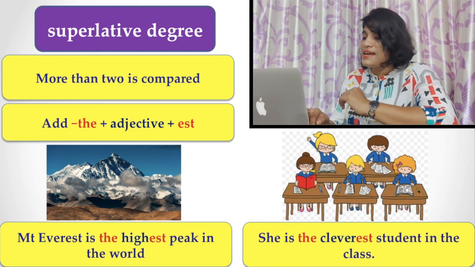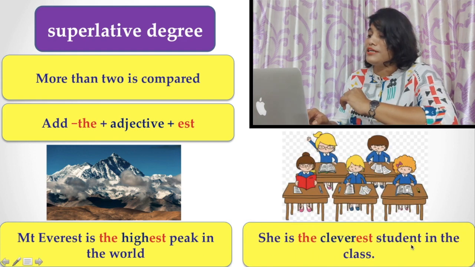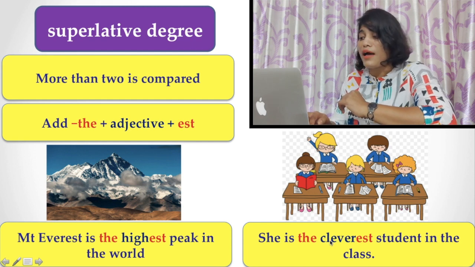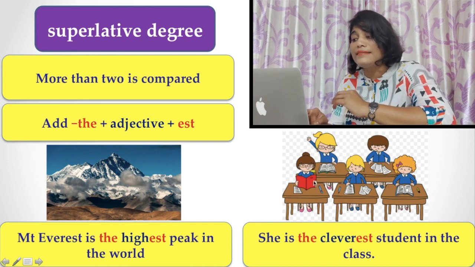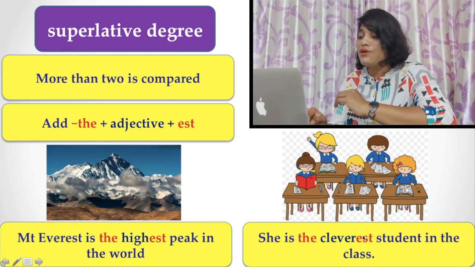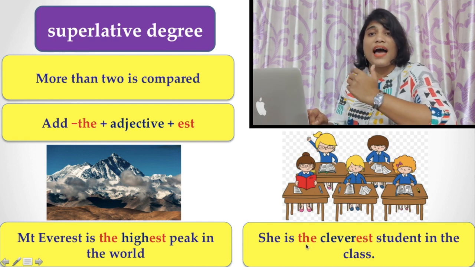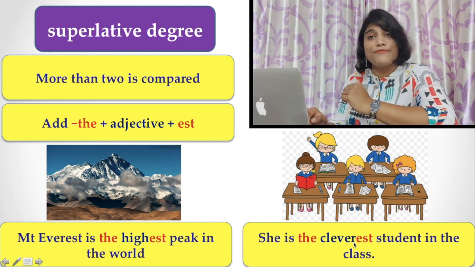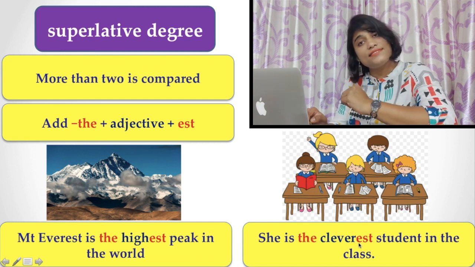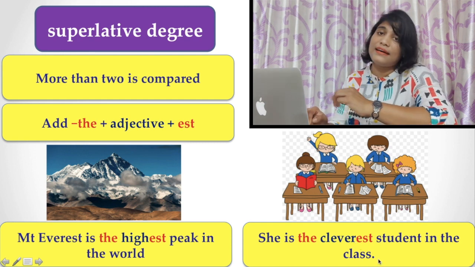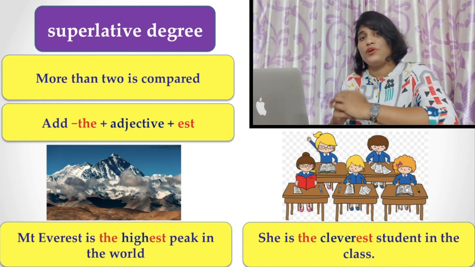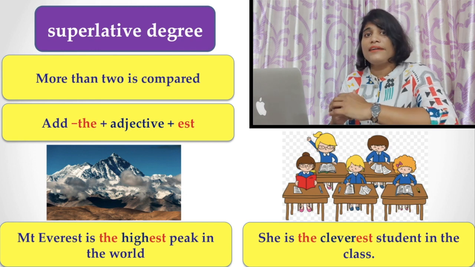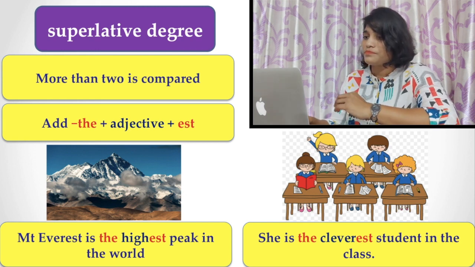And, she is the cleverest student in the class. Here you find the adjective "clever". You find she is compared in relation to other students in the class. So we say she is "the" cleverest, you have to use "the" and the adjective in its "est" form, student in the class. So I hope you understand the difference between positive, comparative, and superlative degrees.